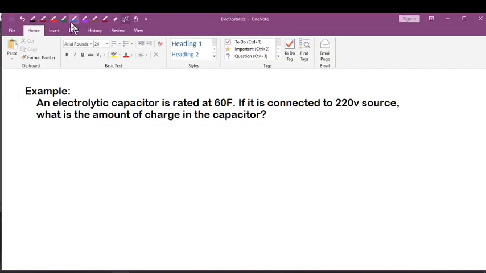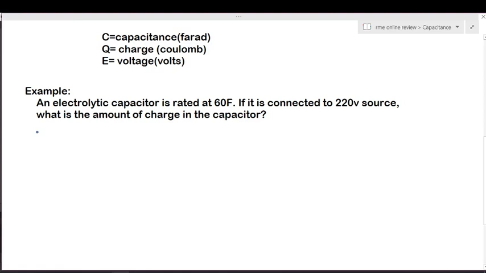Okay, so let's have some examples. So first example, an electrolytic capacitor is rated at 60 farad. If it is connected to a 220 volt source, what is the amount of charge in the capacitor? Okay, so we have our solution. First, we will write the given. So our given is the capacitance, which is 60 farad, and the voltage, which is 220 volts, and the required is the amount of charge in the capacitor.